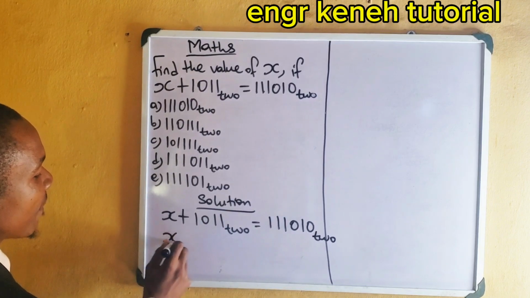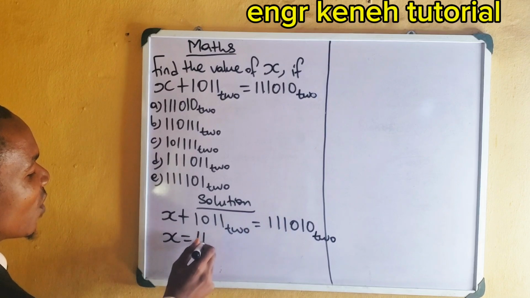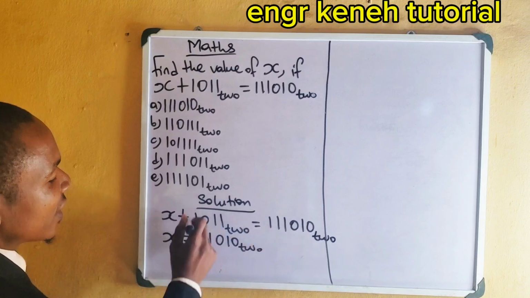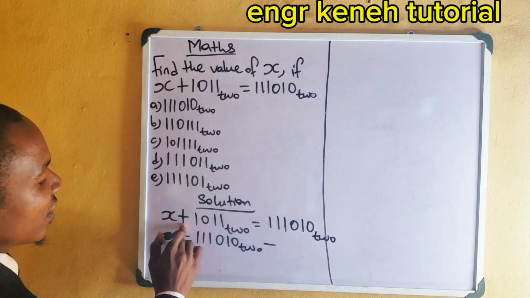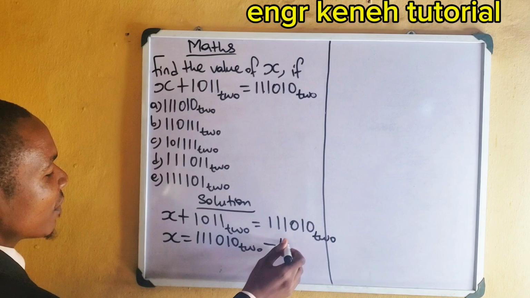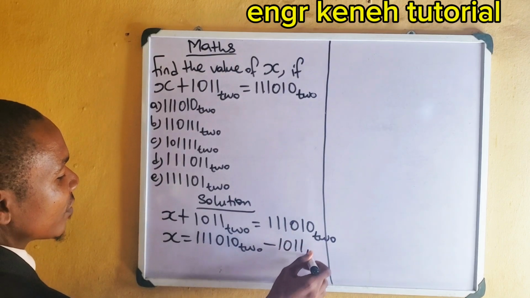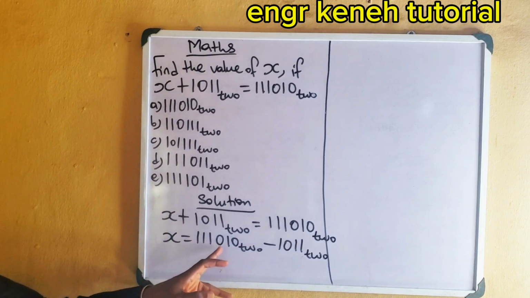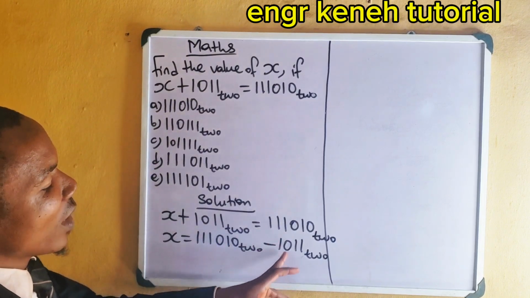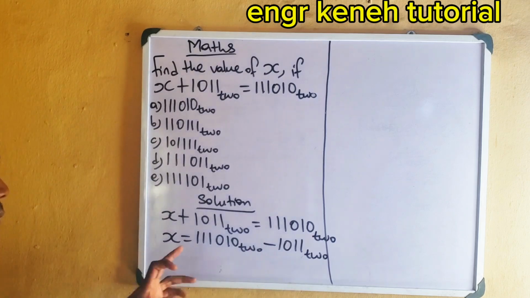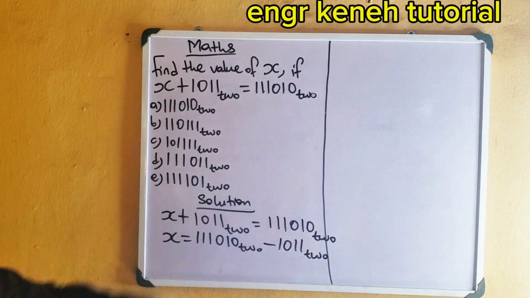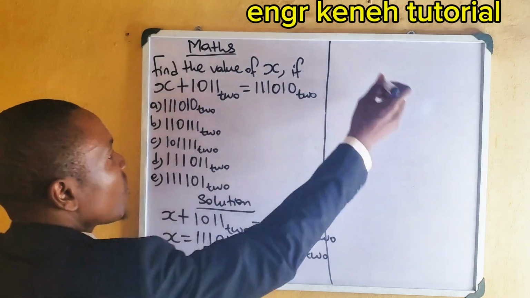So we have x is equal to, I'll write the existing one first, 111010 base 2. Then this one is crossing over. Can you see? This plus changes to minus. So we have 111010 base 2 minus 1011 base 2. When you find this value, that will give you the value of x. I would have loved to solve it here, but I don't have much space, so let me continue up here.